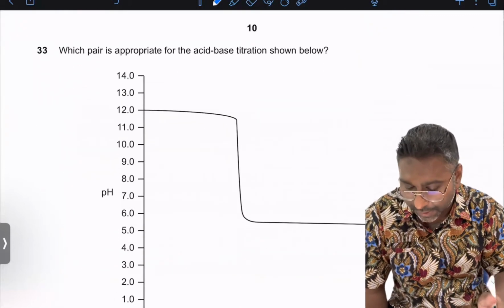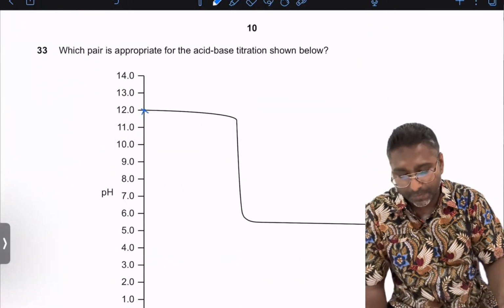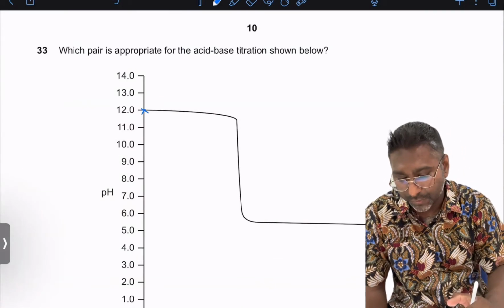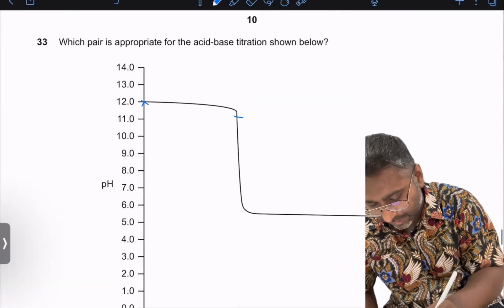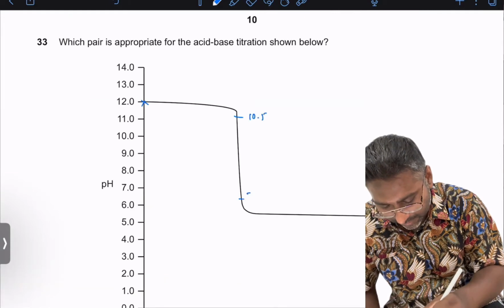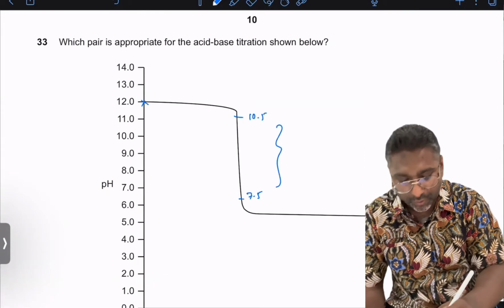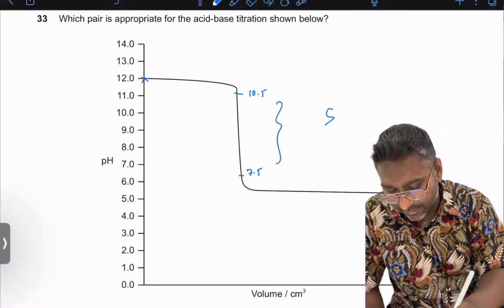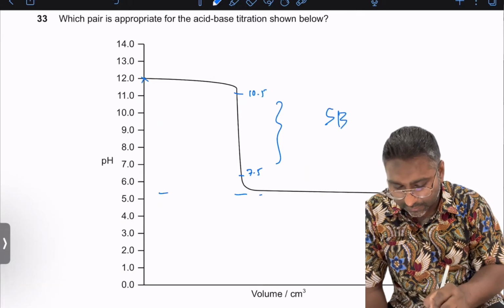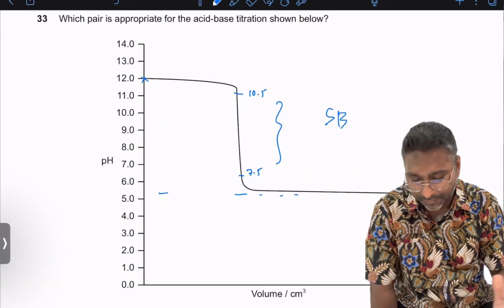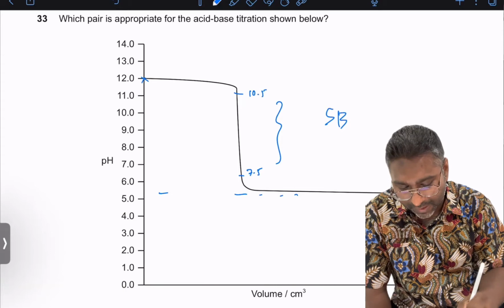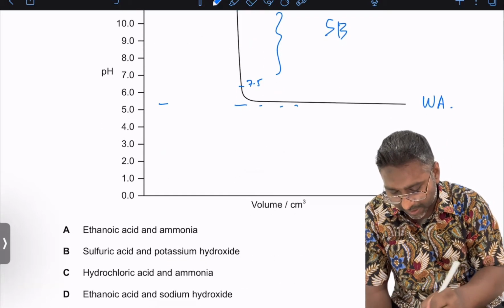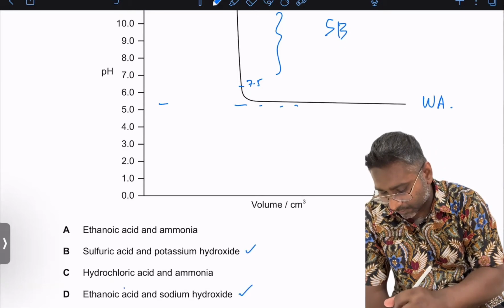Okay, and then 33. If you look at 12, it is quite difficult because normally a strong base will be 13. I taught you, the best way to look at it is 10.5 over here until somewhere 7.5. So it's more inclined towards strong base. So we are dealing with a strong base. And if you look over here, this is going to be pH around 4 or 5, so that's going to be a weak acid. So it's supposed to be a strong base, and then weak acid. So the answer is D.